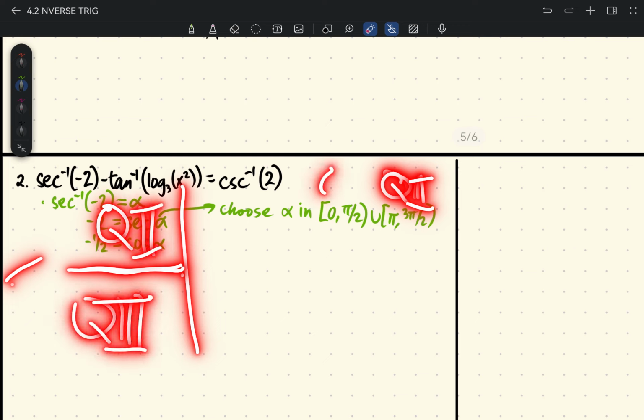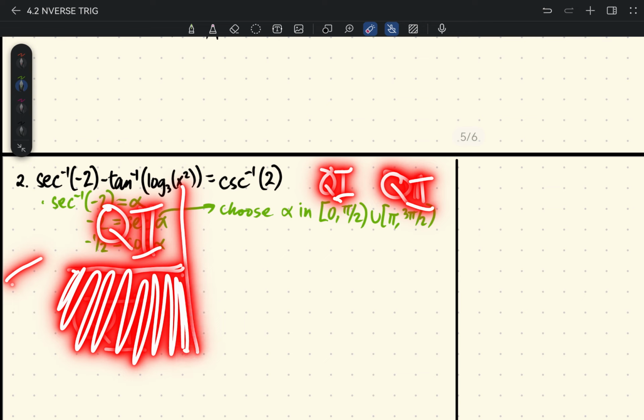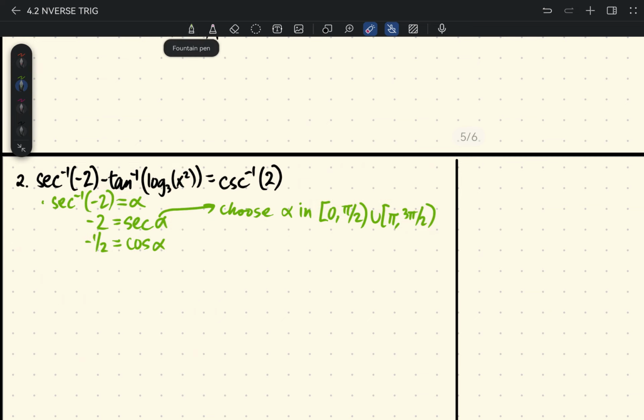So since we have quadrants 1 and 3 only here, we are considering the value of alpha to be in quadrant 3. And when does cosine alpha become equal to negative 1 over 2? If you know your special values, that should just be alpha equals 2 pi over 3.